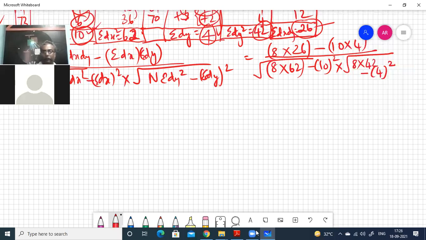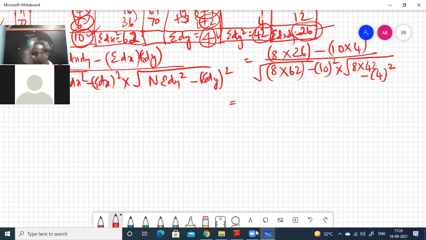Now what you have to do? 8 into 26, use your calculator, how much? 1 minute, uncle, I'm taking my calculator. 8 into 26 is 208. 10 into 4, 40. 8 into 62? 496. 496 minus 10 squared is how much? Don't calculate, tell me. 100.